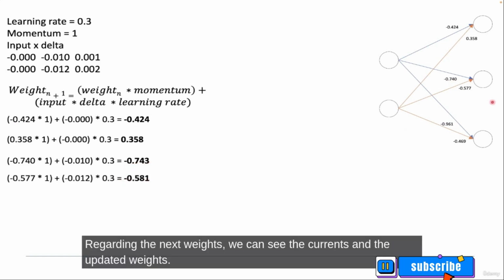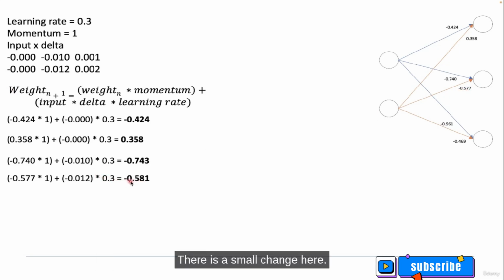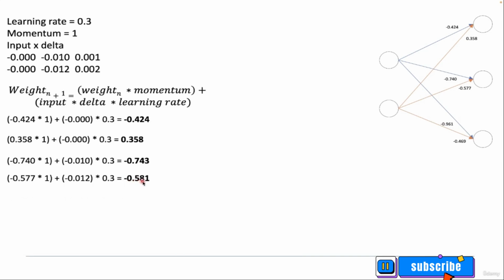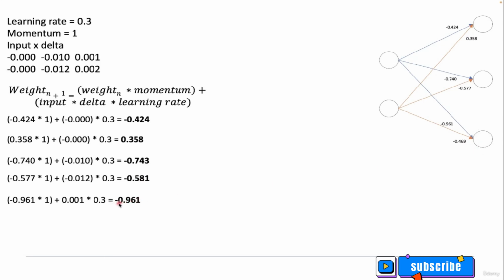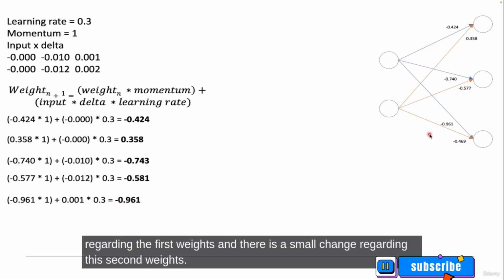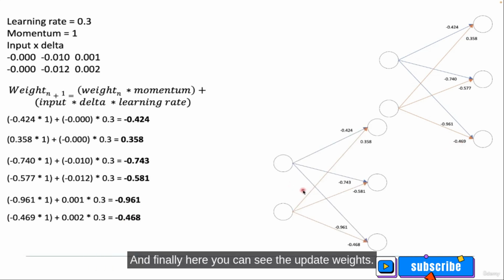Regarding the next weight, we can see the current and the updated weight. There is a small change here. And finally, regarding the third neuron of the hidden layer, we can see that there is no change regarding the first weight, and there is a small change regarding the second weight. And finally, here you can see the updated weights.